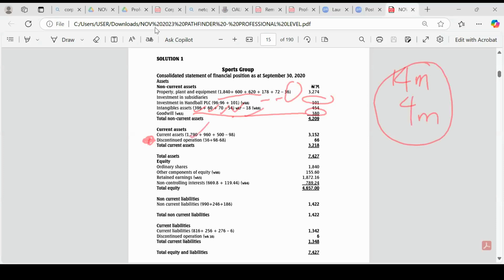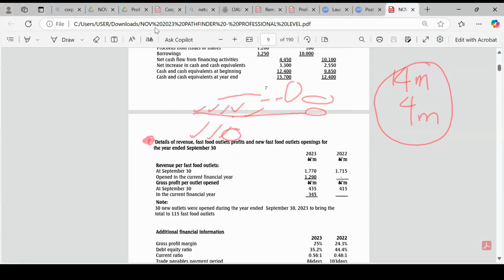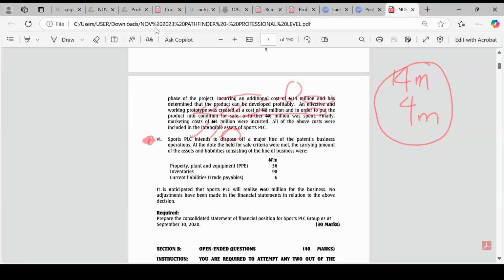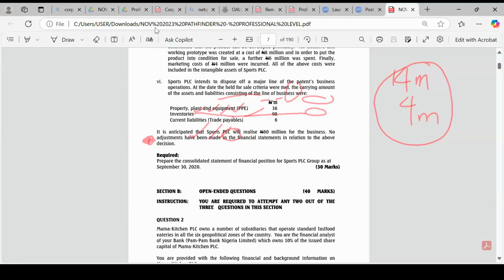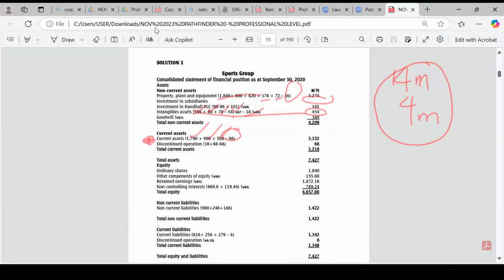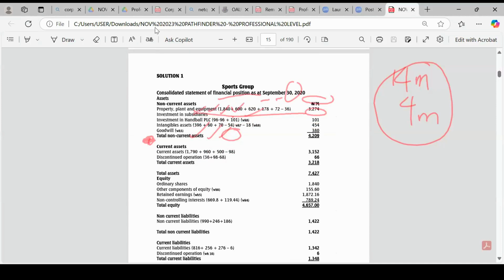Current assets, this is that of sports, that of football, that of volleyball. This minus 98, let me just show you once and for all what I'm referring to. Additional information 6. You can see inventories 98, 36, 6. I said all these ones you are going to take away from that place and take to held for sale. In this case, it's discontinued operation, so that's why they are showing it under discontinued. All those things, they add together there. And then they also took out that 66. They took out that 68 million.